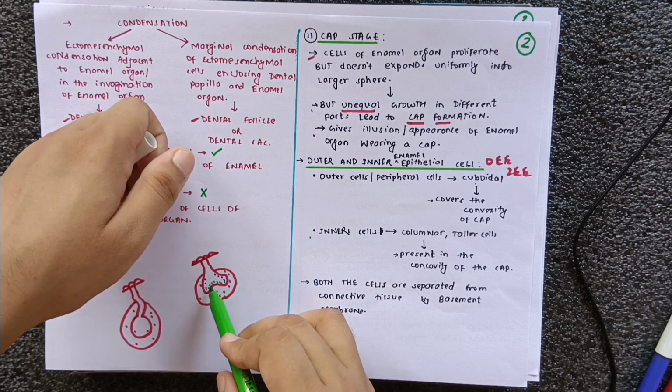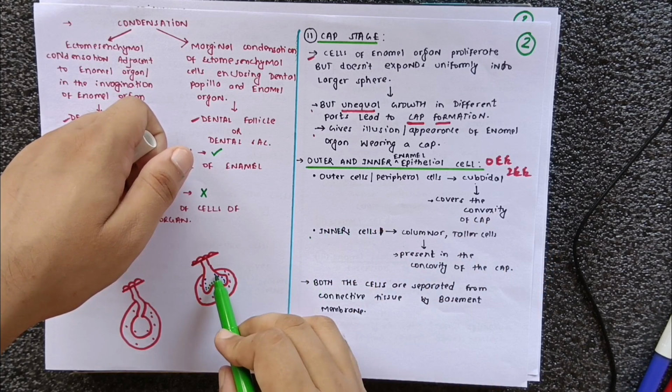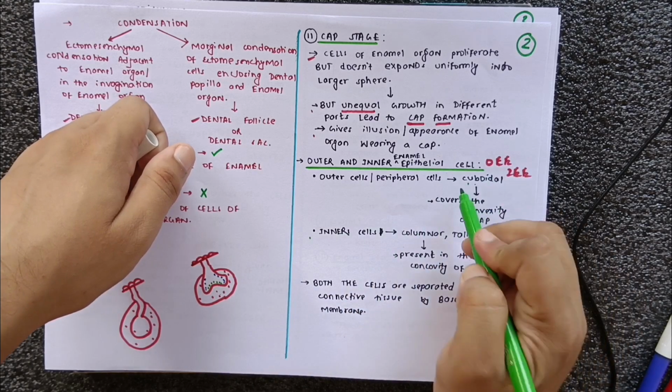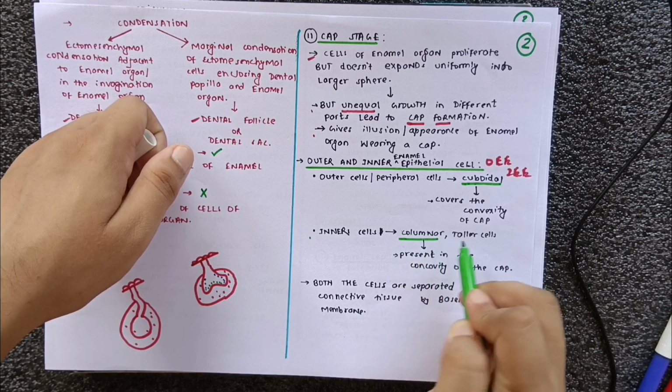So it is in a concavity. These are the inner enamel epithelium and these are the outer enamel epithelium, and the outer enamel epithelium is cuboidal in shape, and the inner enamel epithelium is columnar, or taller cells.